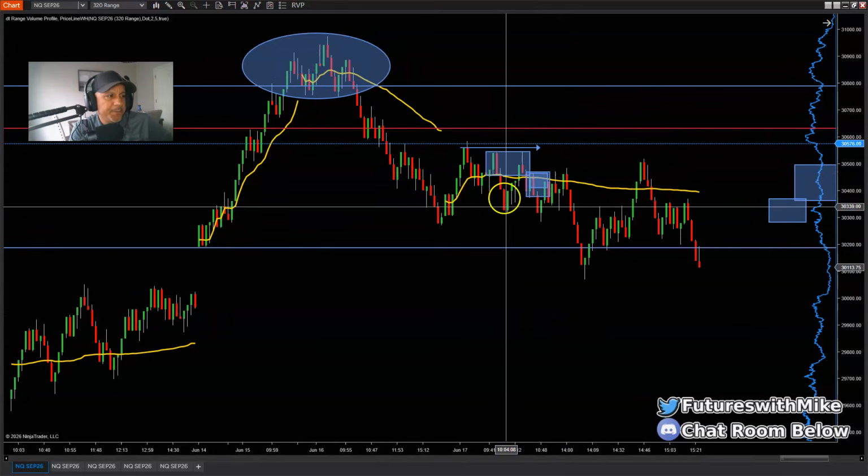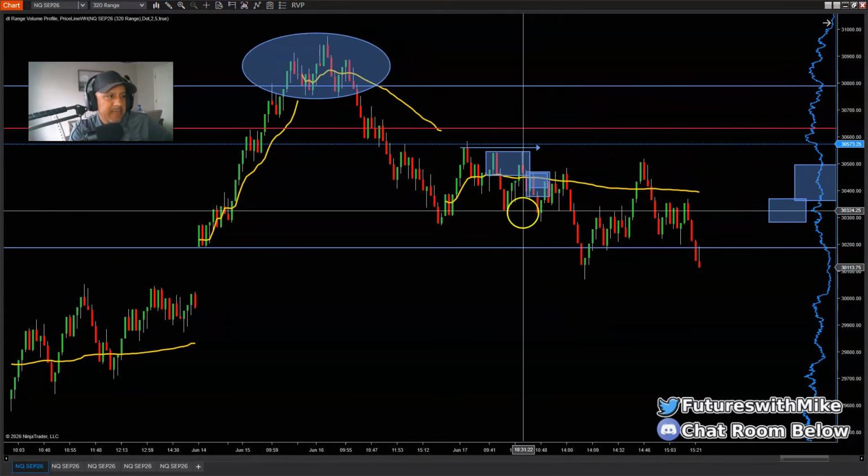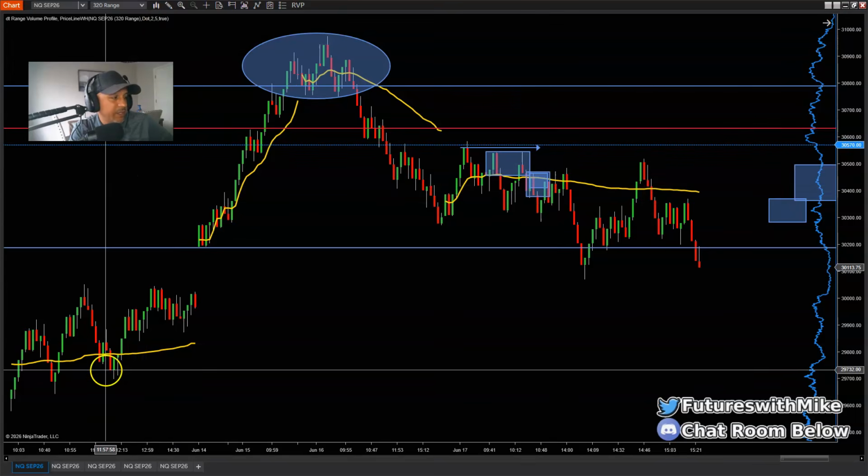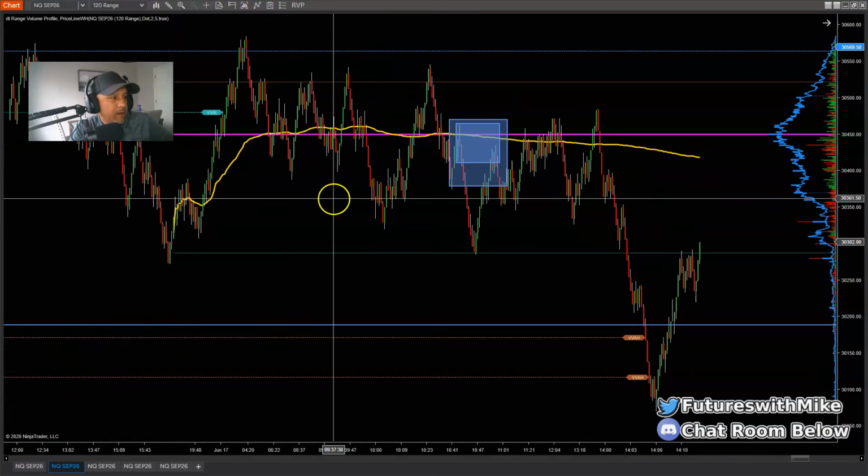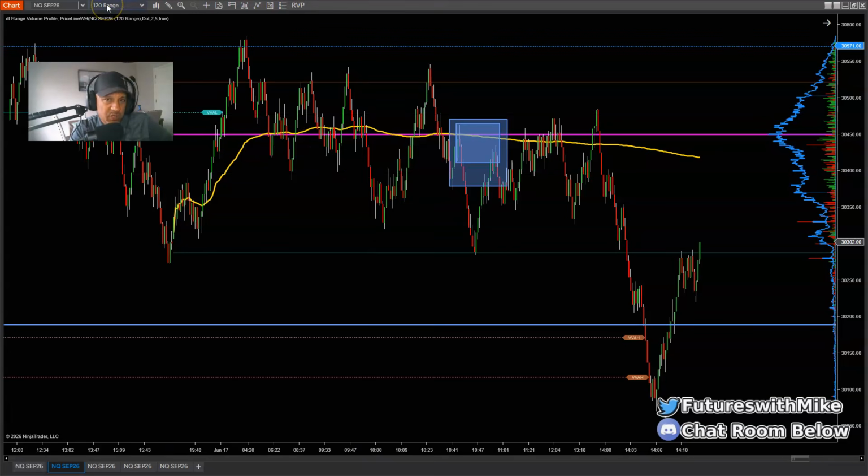I'm going to show you an example right quick. See this supply setup right here? That's a supply area on the 320. Let's go down to the 120 right quick. I'm going to share with you. All right, so you see the larger box there? I'm down on a 120 range chart now.